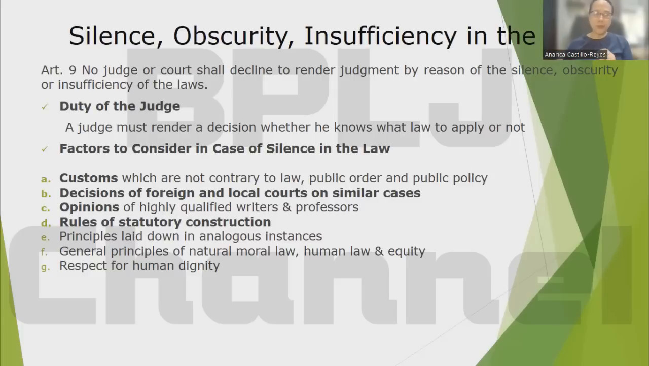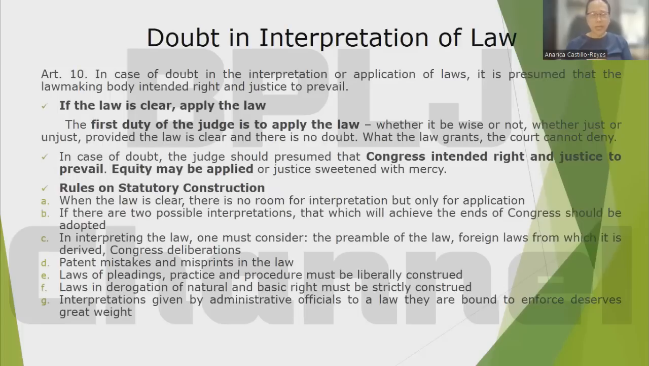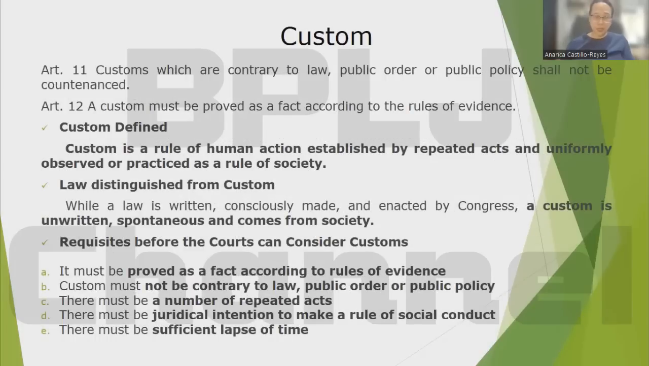Okay? So, what happens if there is a doubt in the interpretation of the law? In case of doubt in the interpretation or application of laws, it is presumed that the lawmaking body intended right and justice to prevail. So in case of doubt, the judge should presume that Congress intended right and justice to prevail. Of course, there are rules on statutory construction. I leave it to Attorney Kingston to discuss the rules on statutory construction.